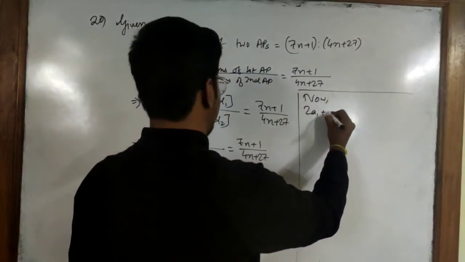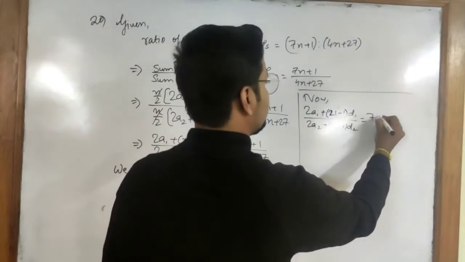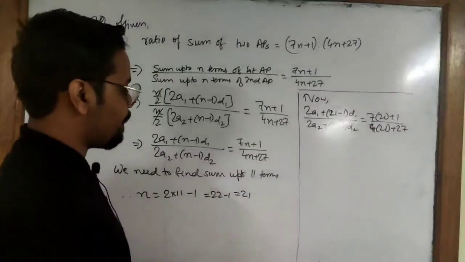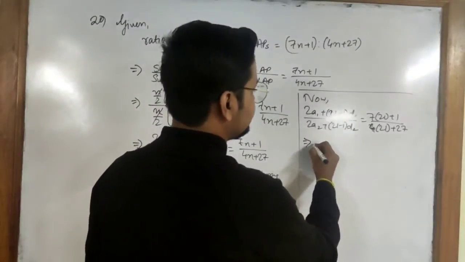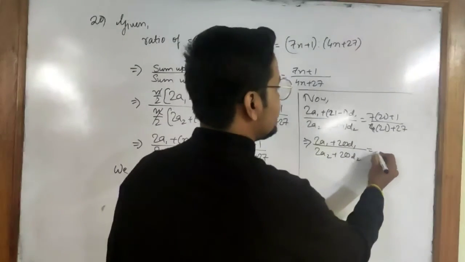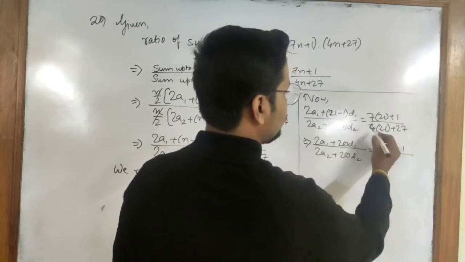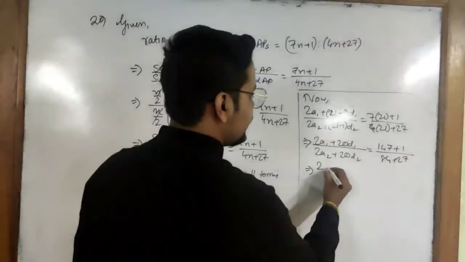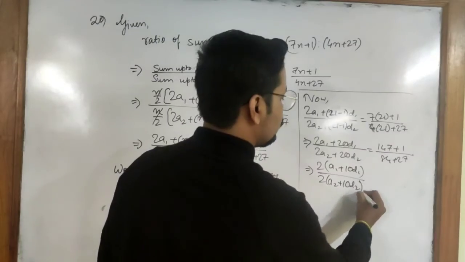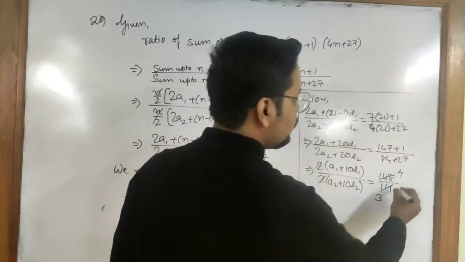So what we get is twice a1 plus 21 minus 1 into d1 over twice a2 plus 21 minus 1 into d2 is equal to 7 into 21 plus 1 over 4 into 21 plus 27. This becomes twice a1 plus 20 d1 over twice a2 plus 20 d2 is equal to 7 into 21 plus 1, that is 148, over 84 plus 27, that is 111. We can take 2 common and write a1 plus 10 d1 over a2 plus 10 d2, and we get 148 by 111. So we cancel: 37 into 4 over 37 into 3.